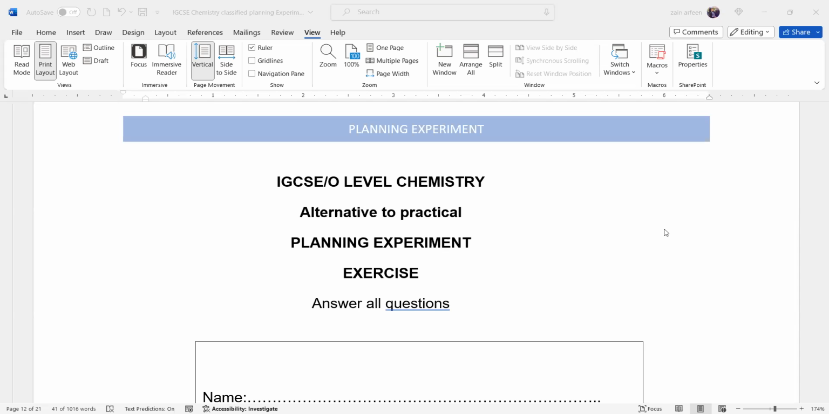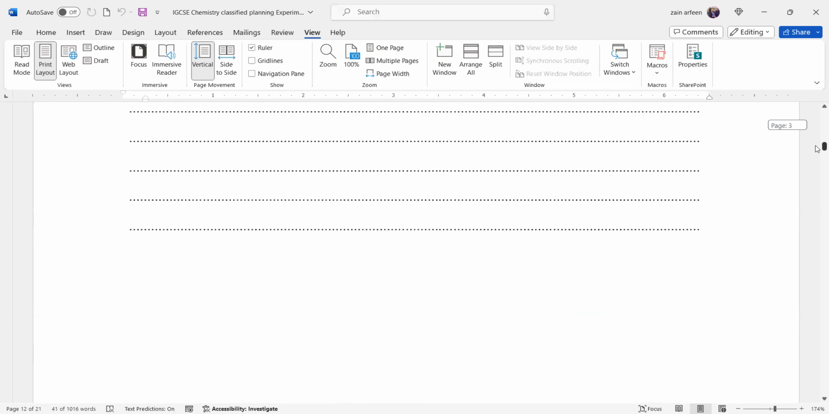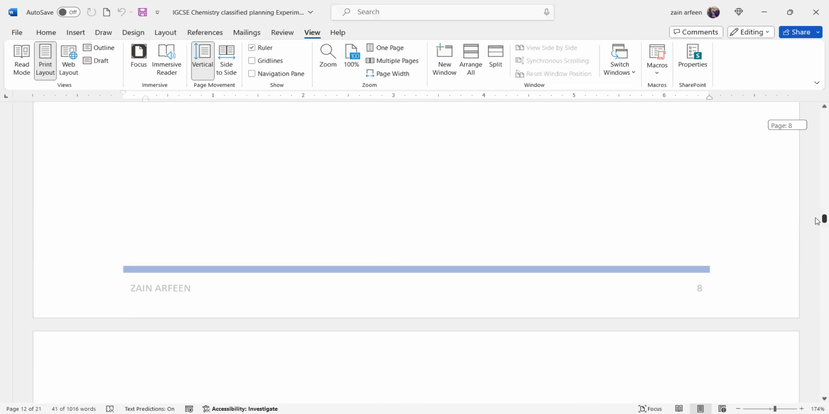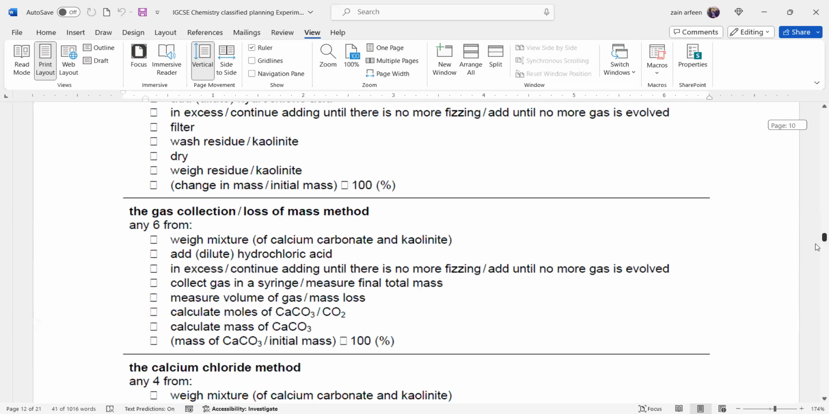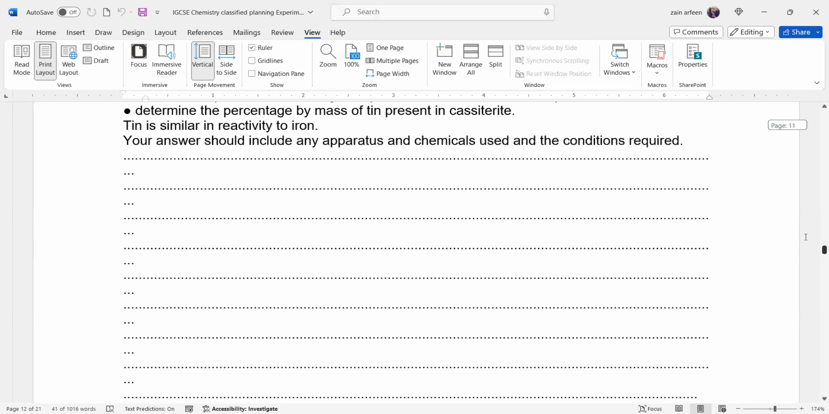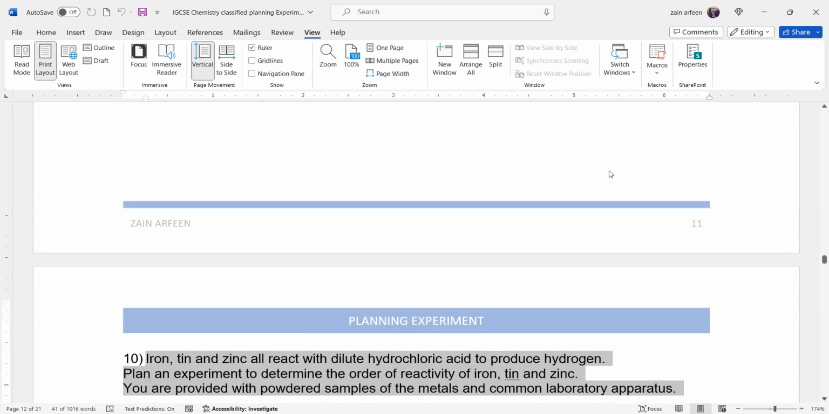So, planning experiment. The last one we did was question 9, I think, from this. That was finding the percentage of tin in the ore, tin oxide.